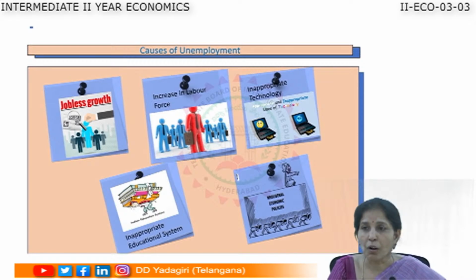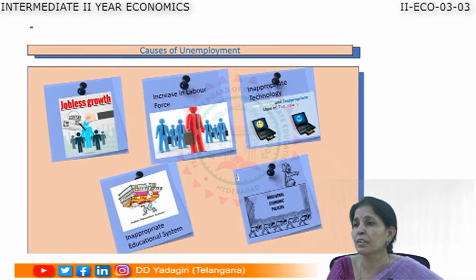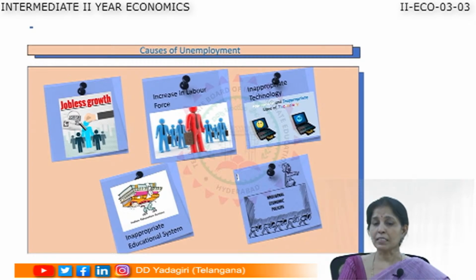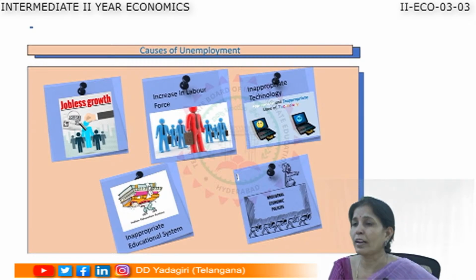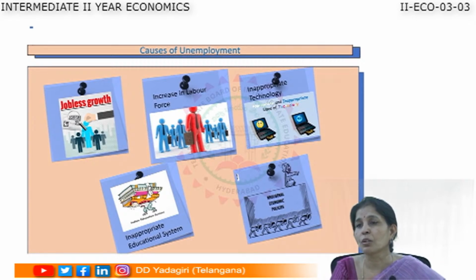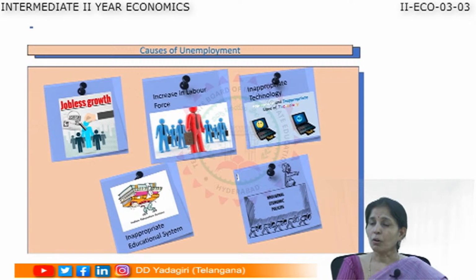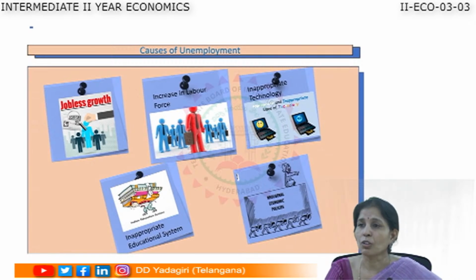The next one is what reasons contribute to the increase in unemployment, or what reasons are causing unemployment in our country. So when we look back at the reasons, we hardly have 4 to 5 reasons which say that unemployment is caused. With this extent of unemployment, we are still not able to reduce it. The reasons are jobless growth, increase in labor force, inappropriate technology, inappropriate educational system, and neoliberal economic policies.